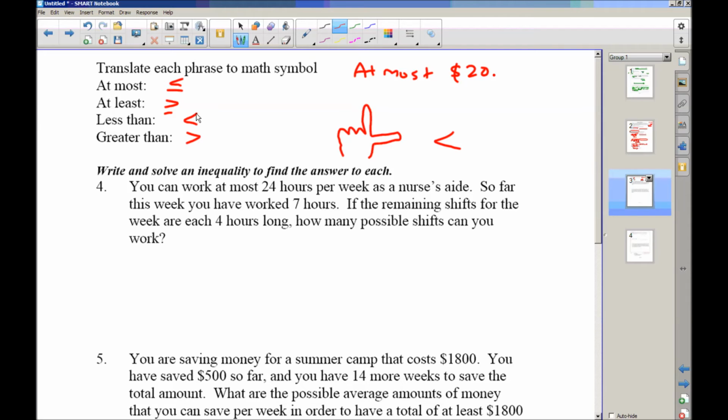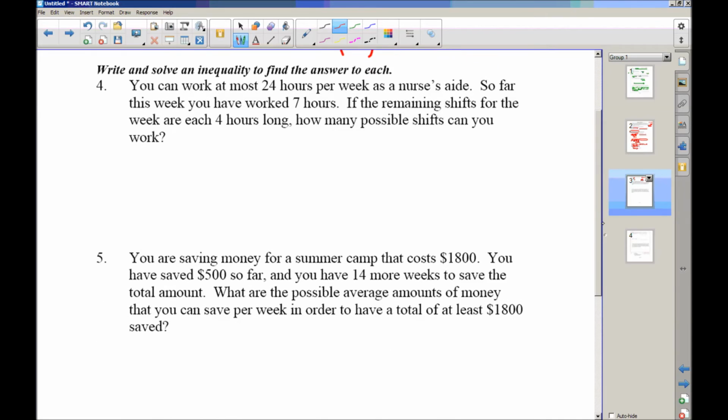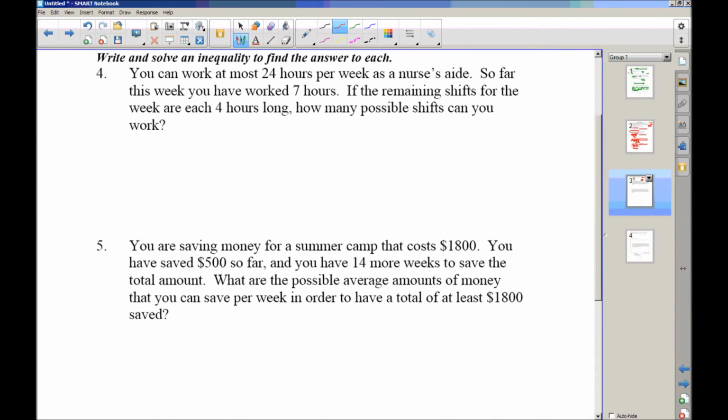All right, now write and solve an inequality to find an answer to each. Number 4 says you can work at most 24 hours per week as a nurse's aide. So far this week, you have worked 7 hours. If the remaining shifts for the week are each 4 hours long, how many possible shifts can you work? Our variable is told in the end here: how many possible shifts can you work? S is equal to the number of possible shifts.